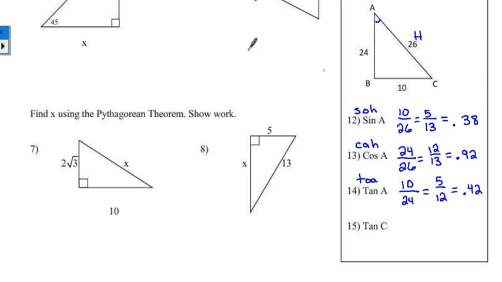Okay, last one comes from a different angle. This is the angle we're now looking at. You have to know what letter we're talking about. Tangent of C. It's still TOA, but opposite of C is going to be 24, and adjacent to C is going to be 10. That's going to reduce down to 12 over 5. And the decimal for that is actually a decimal that terminates, meaning it ends. You don't have to round it. It gives you a decimal of 2.4.